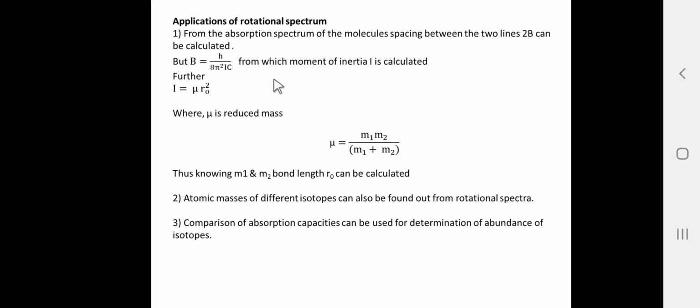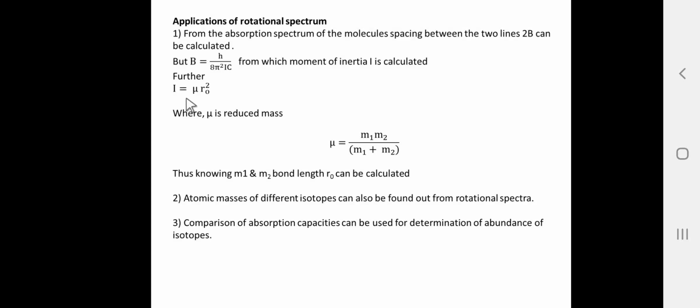We know that B is the rotational constant and B is equal to h upon 8 pi square Ic. So how is the value of B obtained? If we have the absorption spectrum of the diatomic molecule, the spacing between the two lines is 2B. From the spacing we find B and substitute it here. Then h is the Planck constant, the value of pi is 3.14 and c is the velocity of light. By substituting all these values we can find I, the moment of inertia.